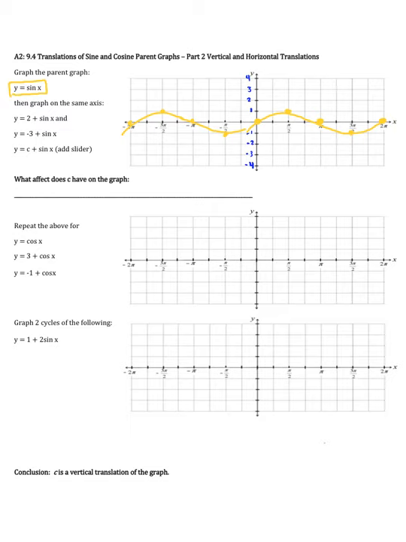So that would be your parent graph. What happens if we take a graph and add 2 to everything? So you're adding 2 to the y values. What it's going to do is if this is at 0, it's now at 2. 1 is now at 3, so 0 is at 2. -1 will be at 1. This will be at 2. So we're basically moving everyone up 2 units.